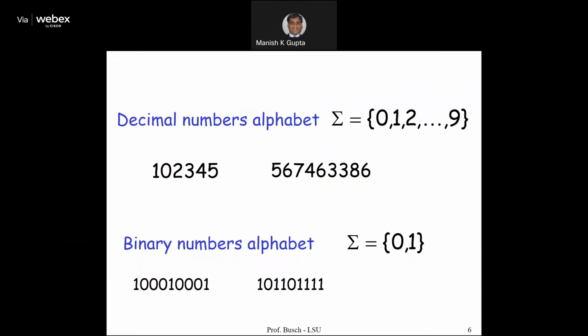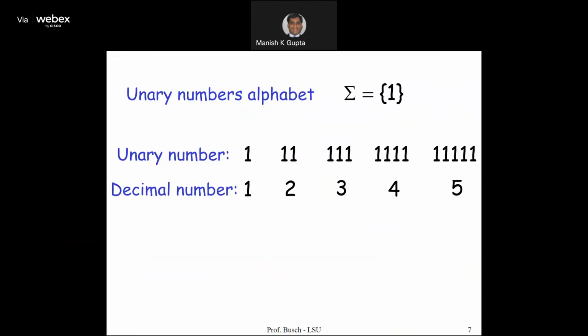So for decimal numbers, the alphabet is 0 to 9, and these are the strings. Similarly, these are the binary strings at the bottom. You can see, right? The unary alphabet is very important for the Turing machine. You will see later on how. Unary numbers are 1, 1, 1, 1, 1, and so on. When there is a single alphabet having only one element, 1, you can represent all the numbers using 1.